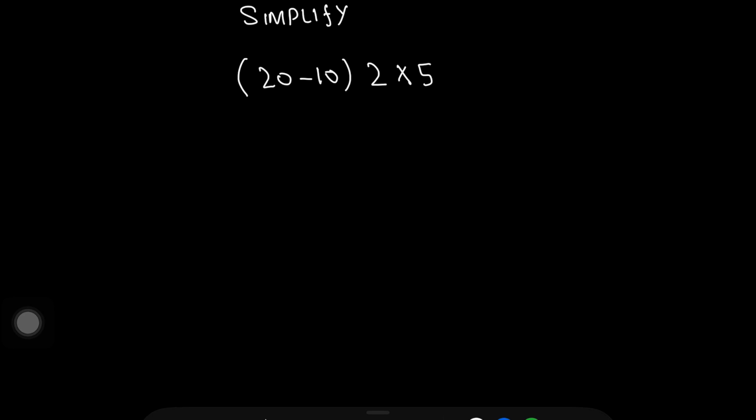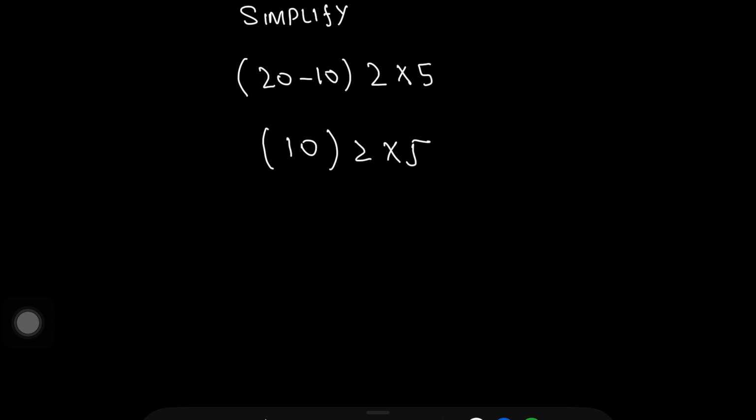Today we are discussing the example based on order of operation, how to simplify this question and we will get the right answer. So, now we are simplifying 20 minus 10 is 10 and multiply 2 multiply 5.